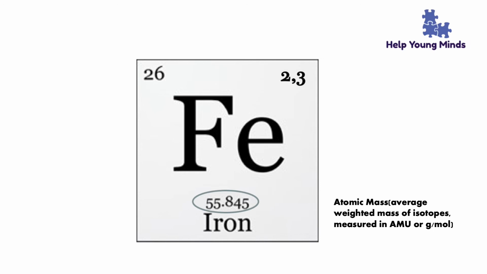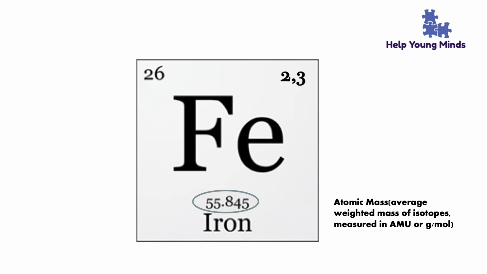Now moving on to the number at the bottom. This is the atomic mass of the element, usually measured in the units of AMU, which stands for atomic mass unit. Since 1 AMU equals 1 gram per mole, we often refer to the atomic mass of the element as being measured in grams per mole, as it is easier to do calculations with the units of grams per mole.